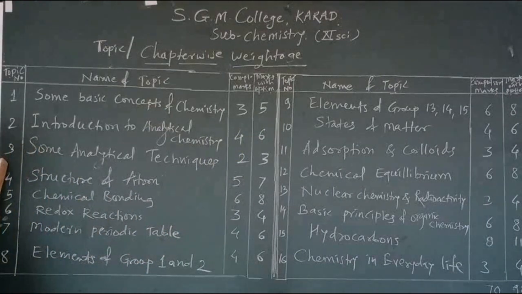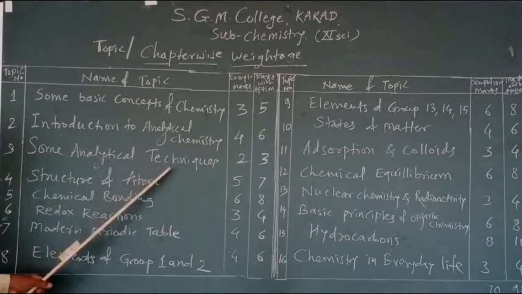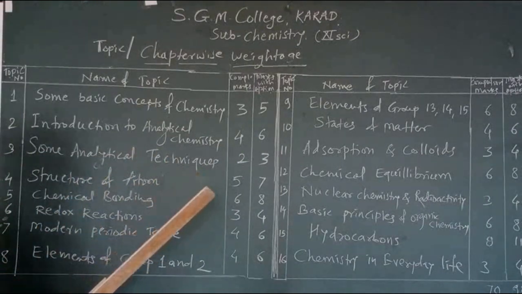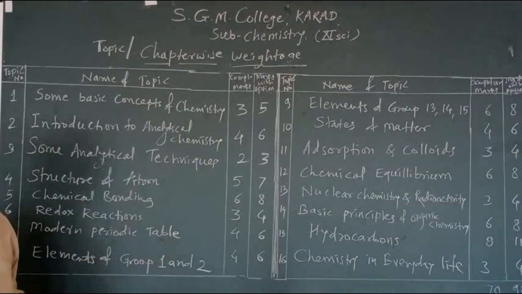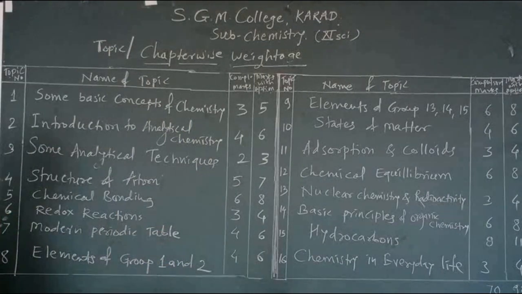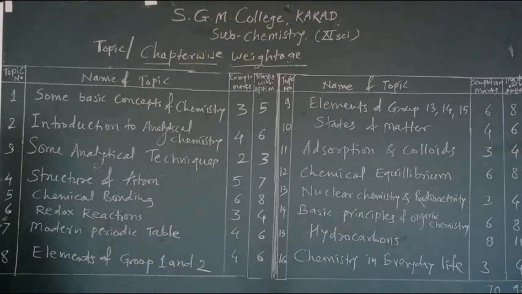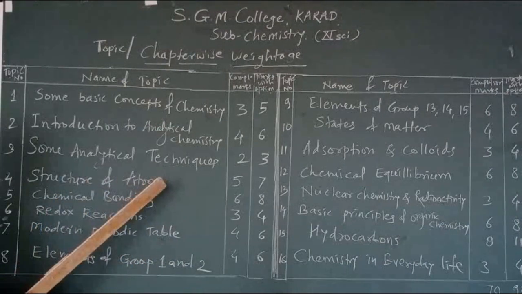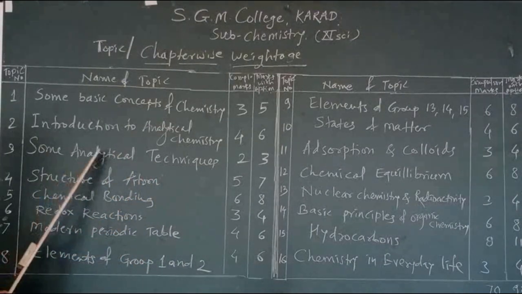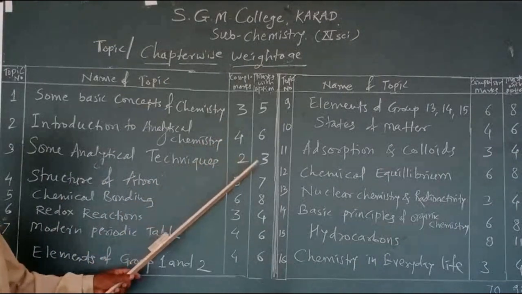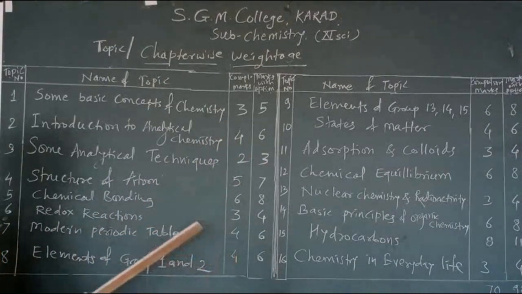Then topic number 3 is some analytical techniques. Analytical techniques means purification of substances. In purification, there are different methods used for solids or liquids. In case of solids, the crystallization method is used, and for liquids, distillation methods. Some methods are studied in this topic. This topic carries 2 marks compulsory and 3 marks with option.